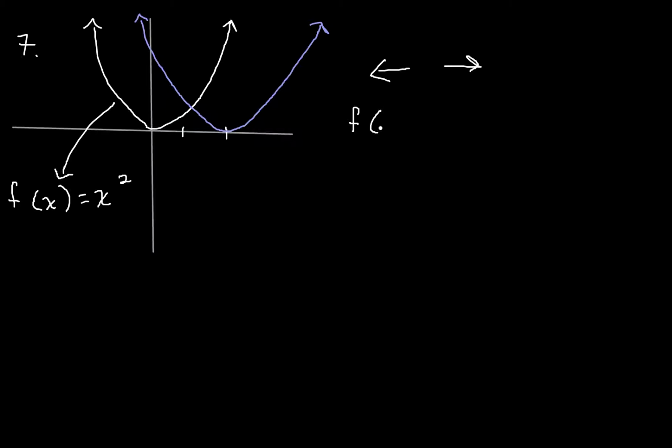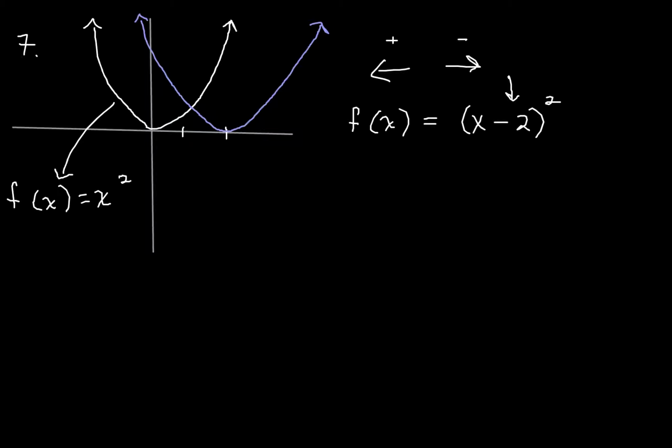I'm just going to show you first of all. f(x) equals (x minus 2) quantity squared. If it goes to the left or right, the change goes inside of the parentheses. If it goes to the right, it's going to be negative. If it goes to the left, it's going to be positive. It's opposite of what you're going to think.